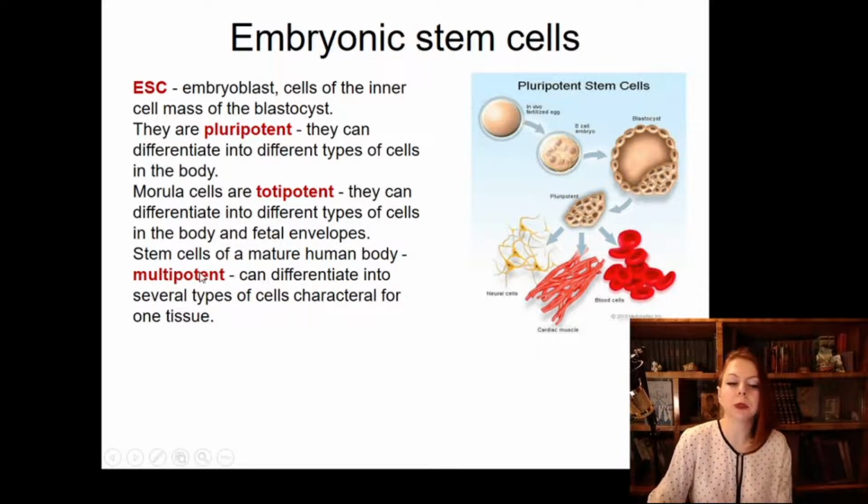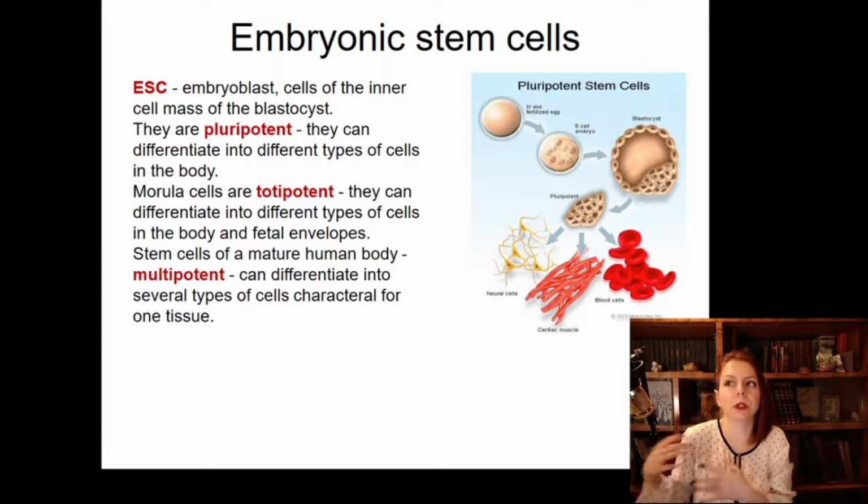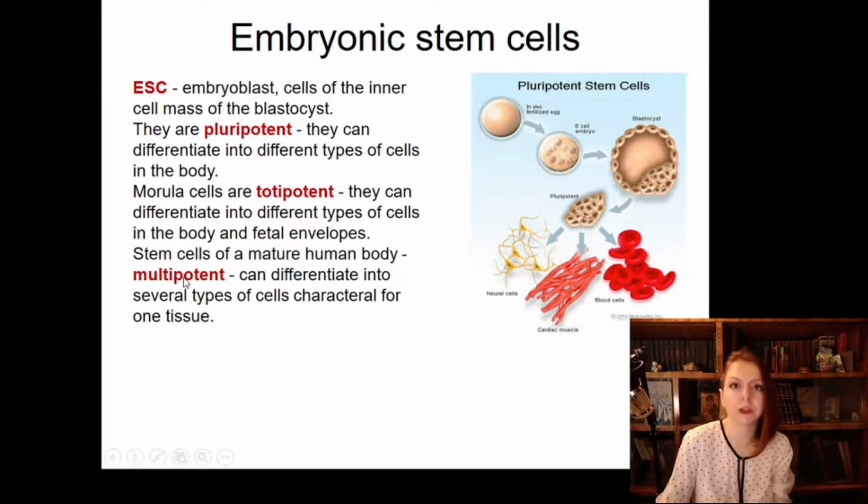And if we are talking about the stem cells in the adult organism, for example, in the red bone marrow, there are hematopoietic stem cells, the most well known. They are multipotent because they can give rise to the cells of our blood, but not neurons, for example. So they have restricted potential. They can still produce more than one type of cell, but not all of them.